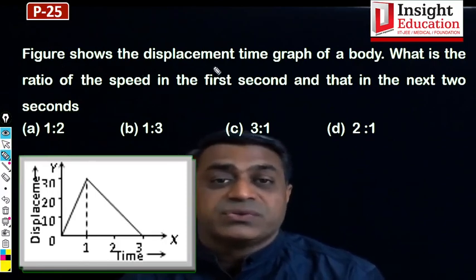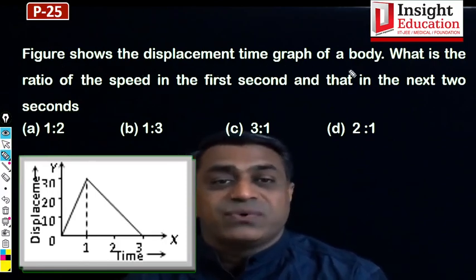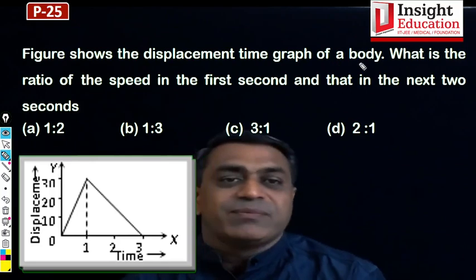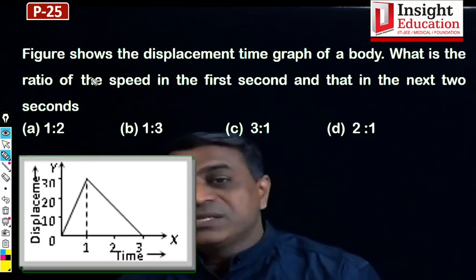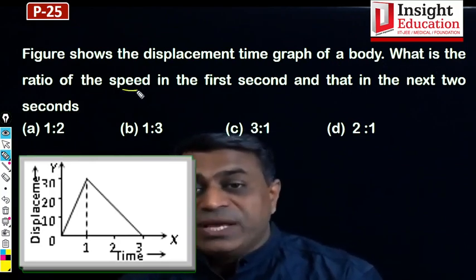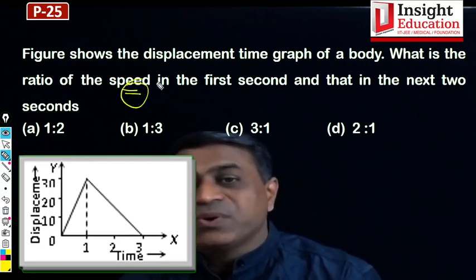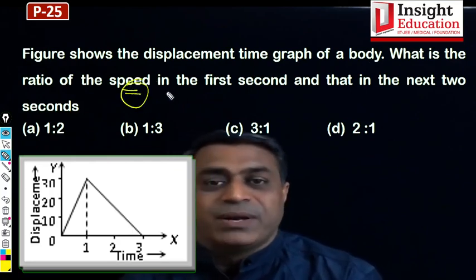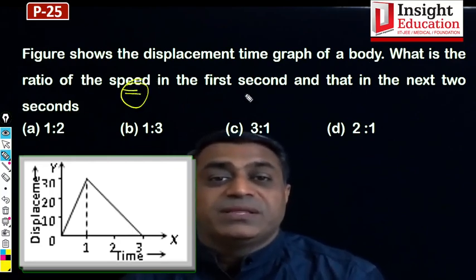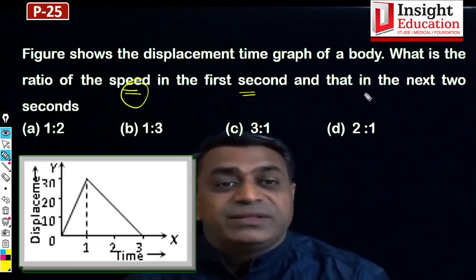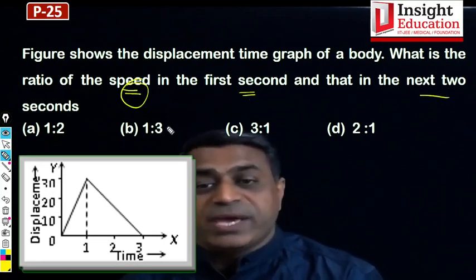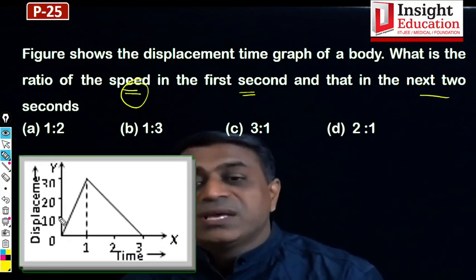The figure shows the displacement-time graph of a body. What is the ratio of speed? Ratio of speed means always positive, so sharpen your power. Find the ratio of speed in the first second and that in the next 2 seconds. The total duration is 3 seconds.